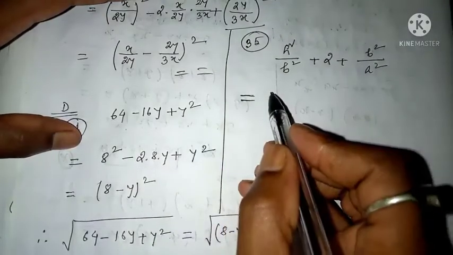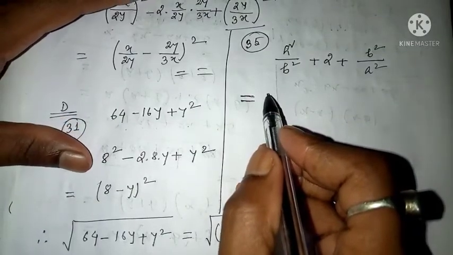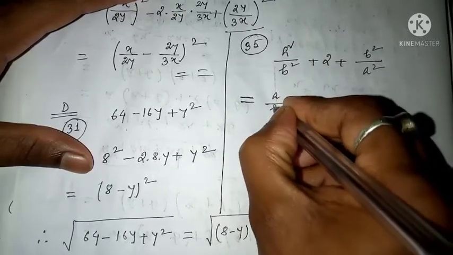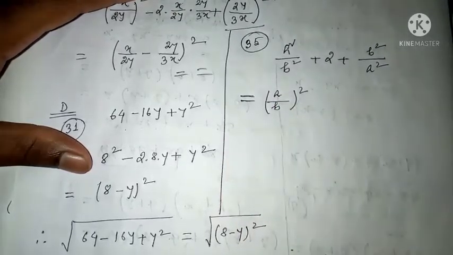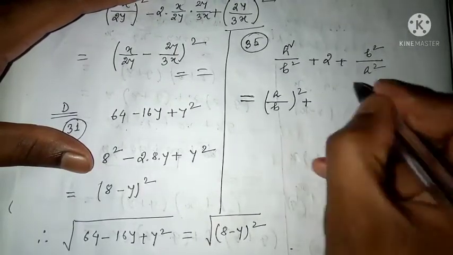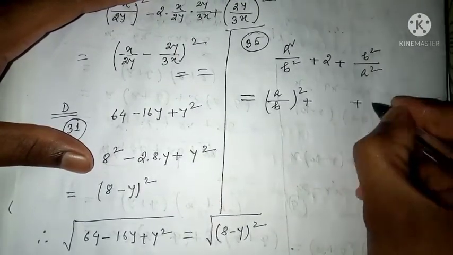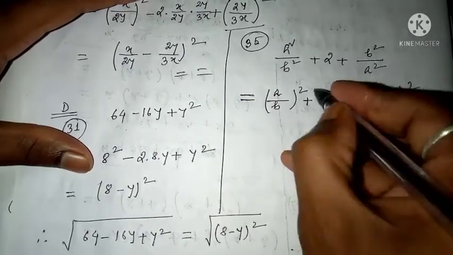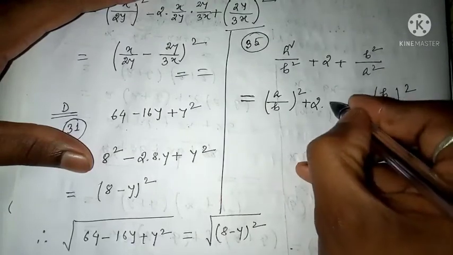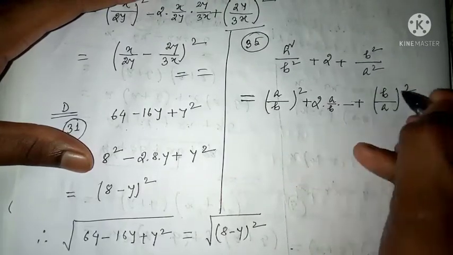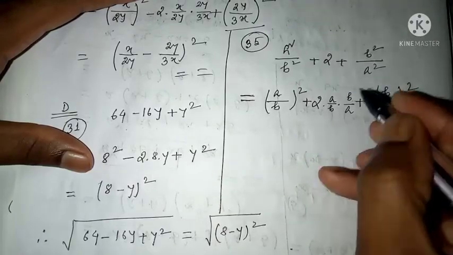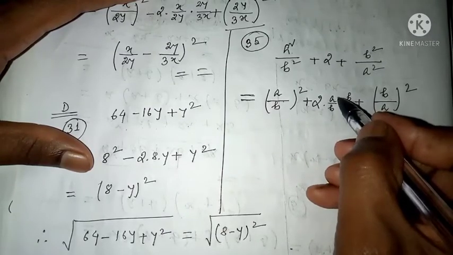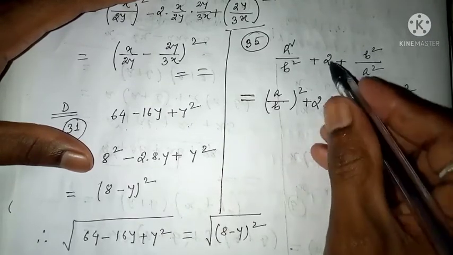Now this is our 35th question, that is the last question. Now how to solve, see this one, this a square by b square, can I write (a by b) whole square, plus this one, can I write (b by a) whole square. Then according to the formula I should write 2 times the first term, a by b, into b by a. Now see, this one is matching. Now we'll check whether this one and this one are matching or not. a gets cancelled, b gets cancelled, what remains is 2 only, that means it's matching.